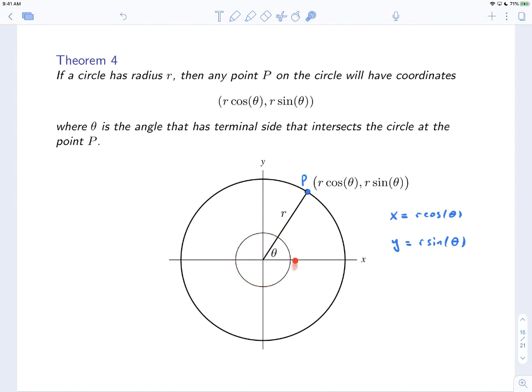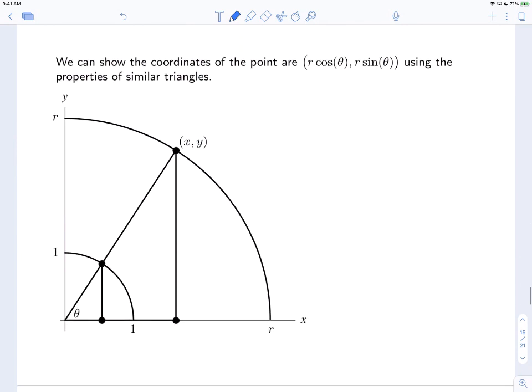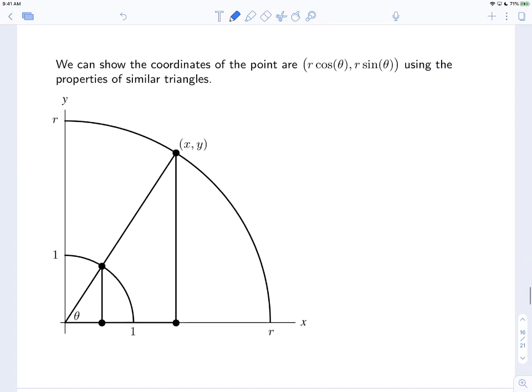Now, in this drawing, the smaller circle is the circle of radius 1, so we're imagining that the unit circle is smaller. So r is then bigger than 1 in this picture. It would also be true if r was smaller. Then you would just have a circle inside the unit circle. So there would just be some circle there. We can show that the coordinates of the point are what you see here. So x equals r cosine theta and y equals r sine of theta using the properties of similar triangles.